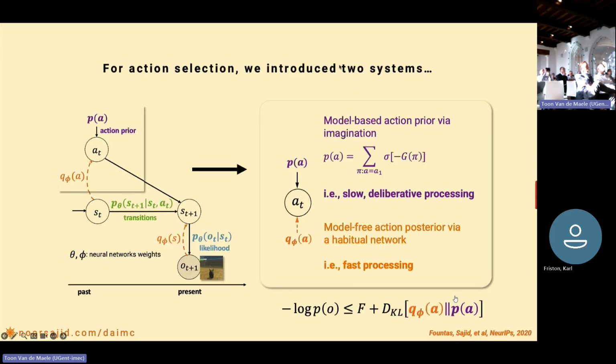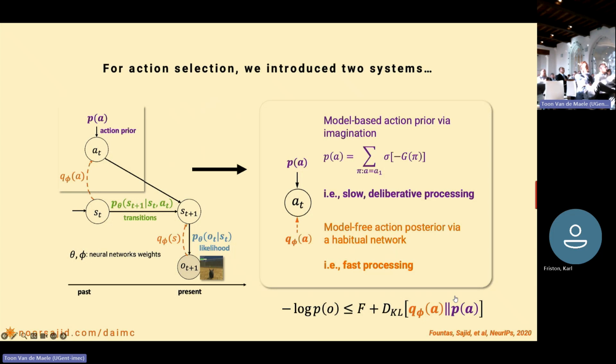For the first bit, the action selection, we introduced 2 intertwined systems for action. We've got the prior that we talked about, which is the model-based action prior that we calculate using imagination, which is a result of rolling out the expected free energy. It's quite analogous to the initial formulation, where we have the summation over time of the expected free energy and a softmax over that, and then summation across all the different actions. So this is a slow and deliberative process in cognitive terms. You have to evaluate the expected free energy in the future over time.